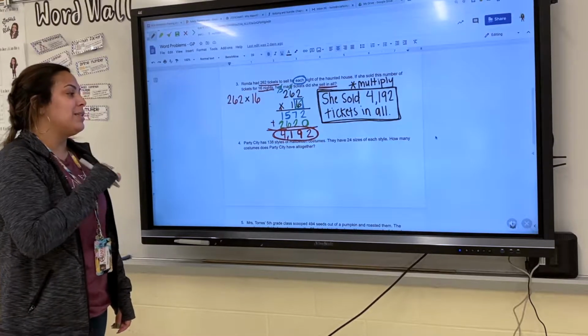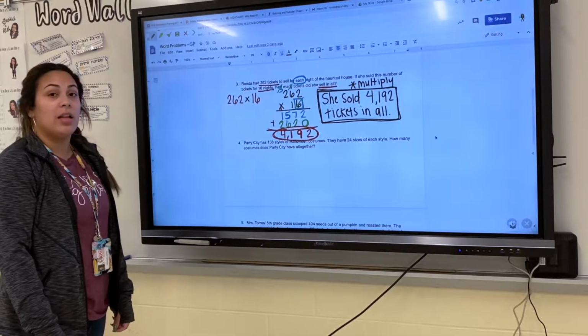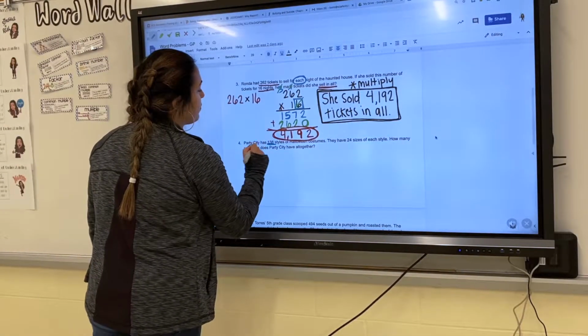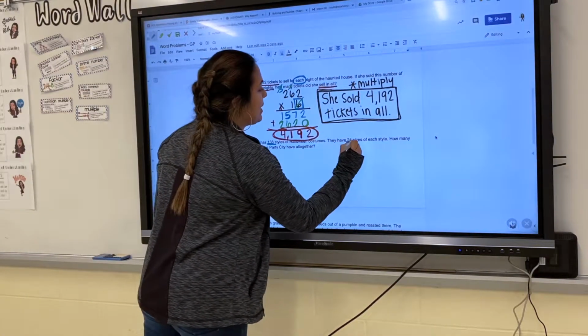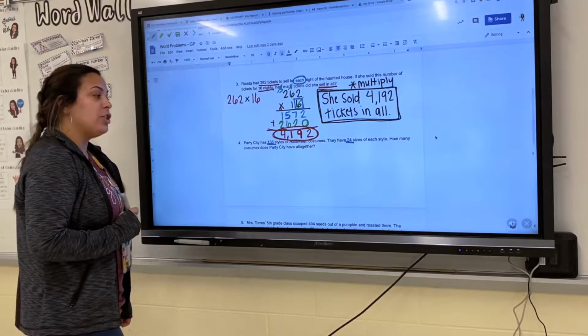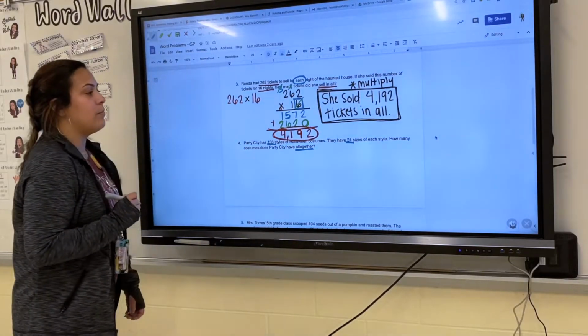Number 4 says, Party City has 138 styles of Halloween costumes. Oh, I forgot to underline that, my bad. They have 24 sizes of each style. How many costumes does Party City have all together?